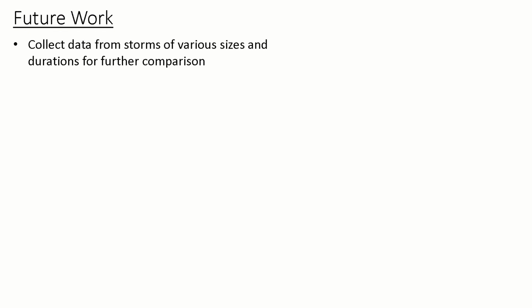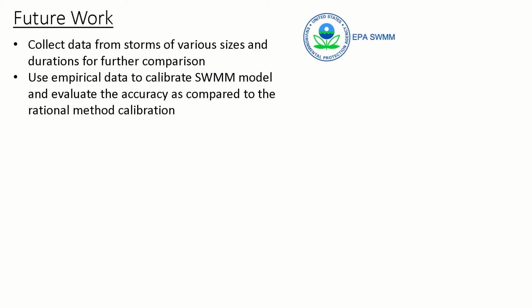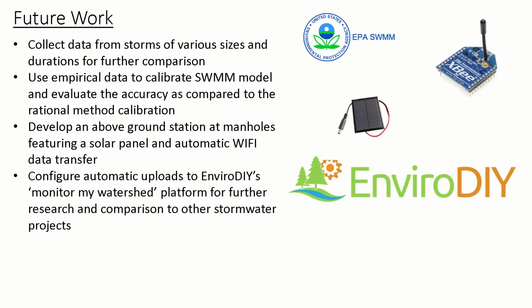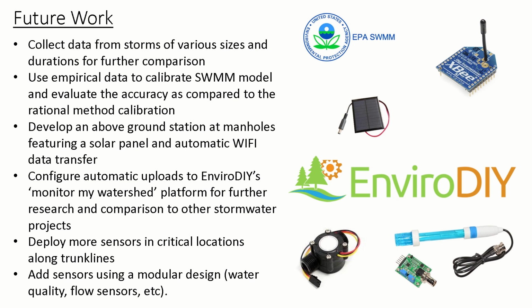The project we have discussed here lays the groundwork for a multitude of potential future projects and studies. This includes collecting more data from a variety of storms for data comparison, using the empirical data to calibrate the SWIM model and comparing its performance, developing an above-ground station at the manholes with a solar panel and connected Wi-Fi data transfer such that frequent field visits become unnecessary, configuring automatic data uploads to EnviroDIY's Monitor My Watershed program to provide data for others and compare with similar projects, deploy more sensors in critical locations, and add more modular sensors such as water quality or flow to the existing design.